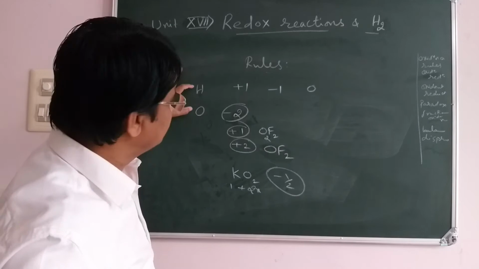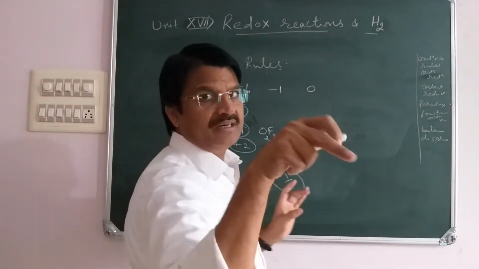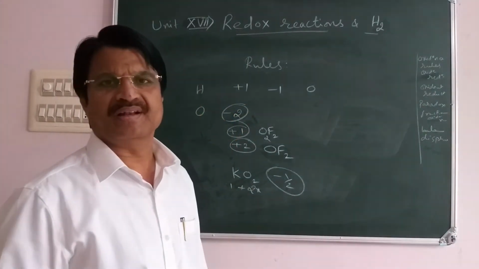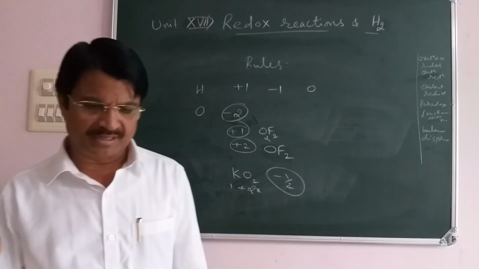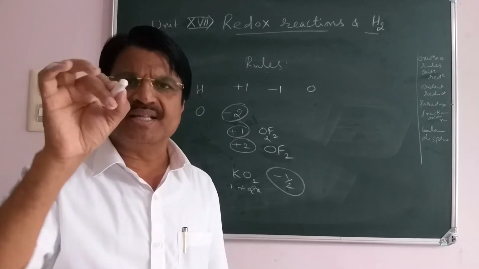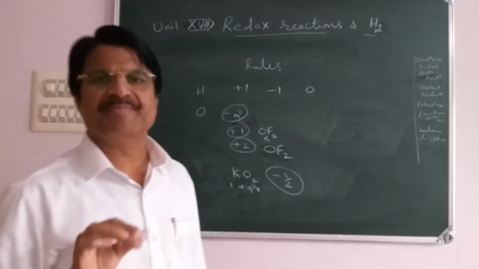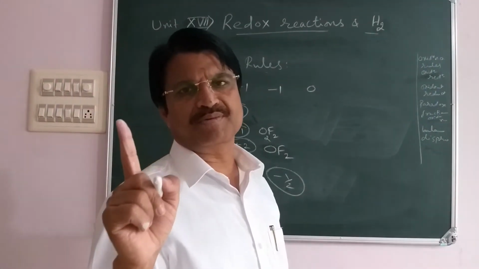Then hydrogen in interstitial compounds like nickel, palladium, then platinum. In that, hydrogen gas is filled in cavities. But there also the hydrogen oxidation number is found to be 0.